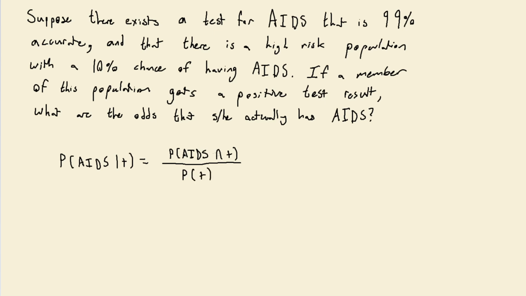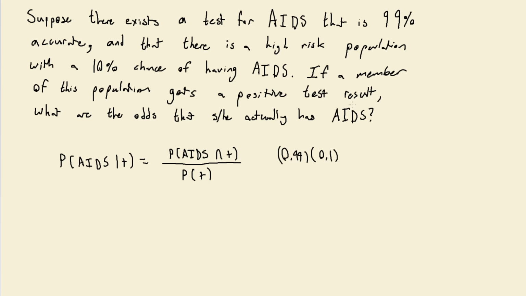And so the numerator here is pretty easy to compute. What's the probability of having AIDS and a positive test result? Well, it says that the test here is 99% accurate, right? So if you have a 10% chance of having AIDS, and there's a 99% chance that the test is accurate, the probability of you having AIDS and a positive test result is going to be 0.99, the probability of it being a positive test result, multiplied by the probability of having AIDS, so 0.1.